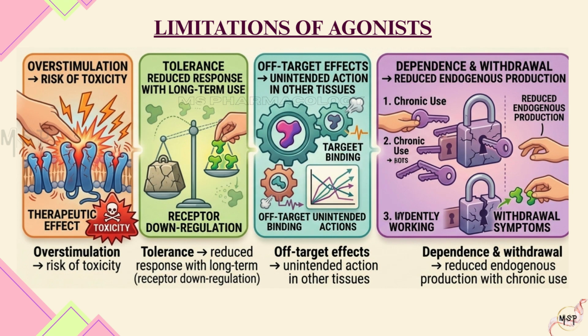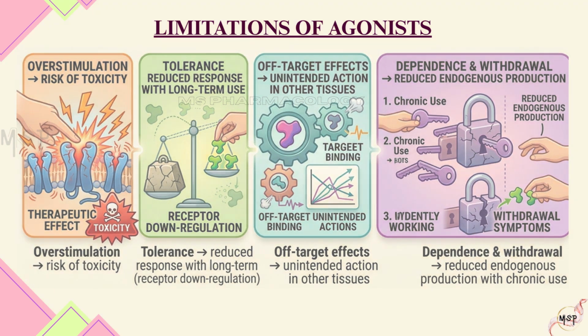Moving to the limitations, overstimulation can lead to toxicity. Tolerance develops with long-term use due to receptor downregulation. Even selective agonists can affect receptors in unintended tissues. Finally, dependence and withdrawal can occur if the body reduces its own natural ligand production in response.